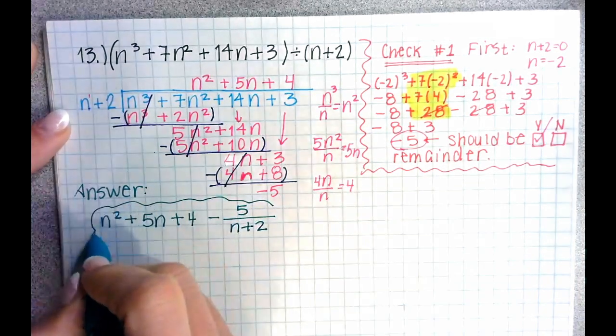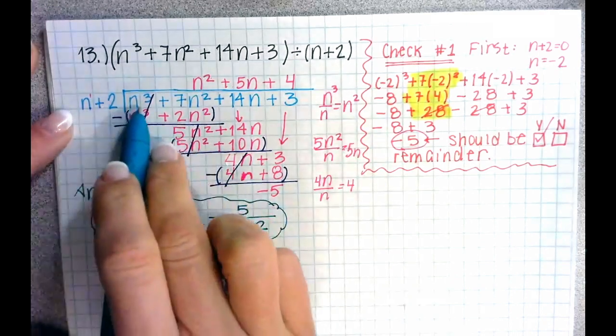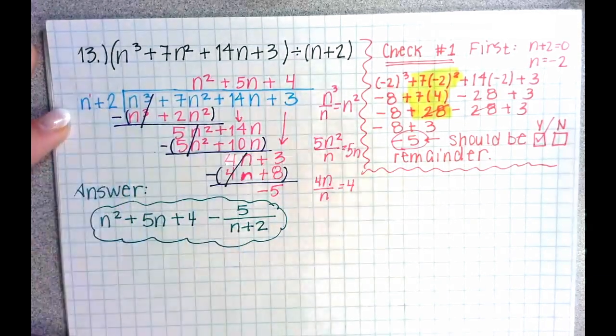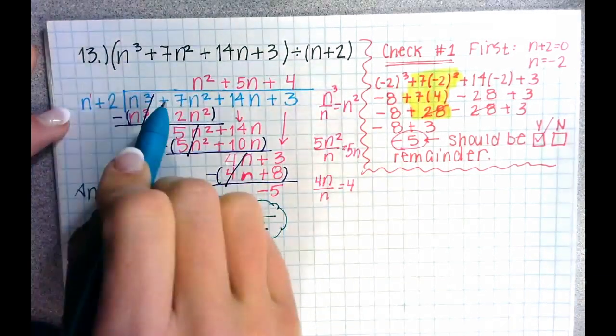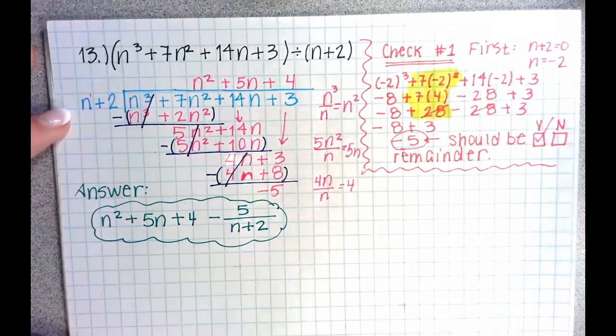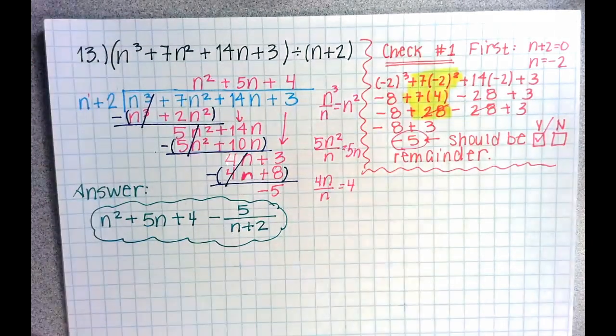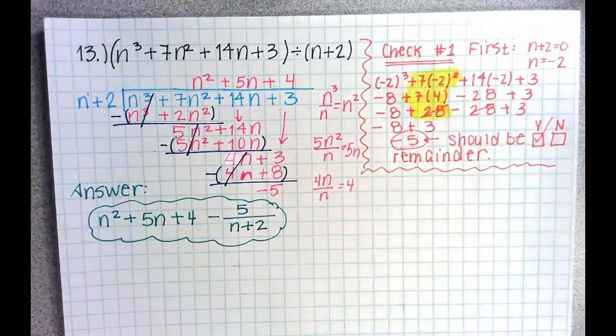I didn't write that it equals that cubic polynomial of 4 terms over this linear binomial as a fraction equals that expression. All right. In the next example, I'll use check number 2 on it, but try 14 on your own, try 15, and then check your answers.